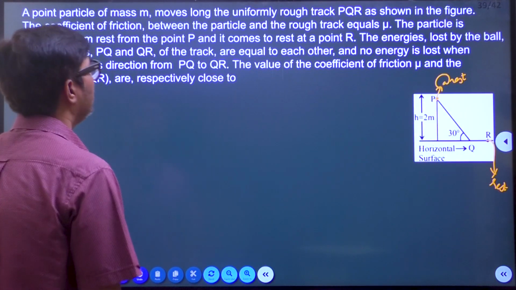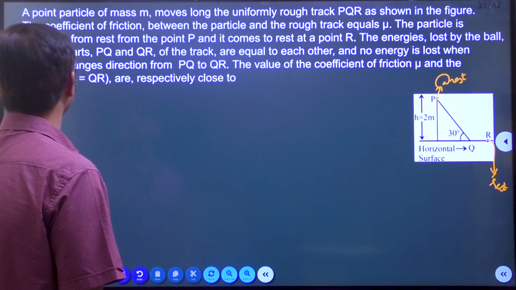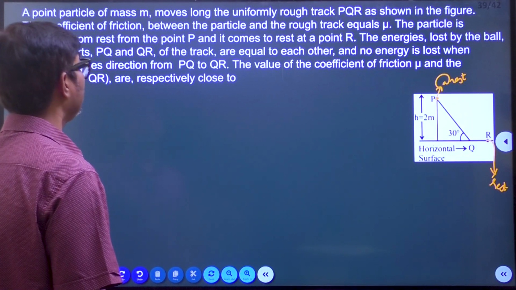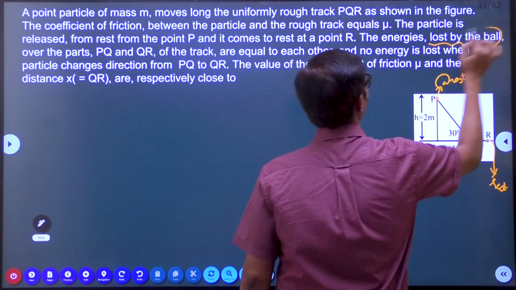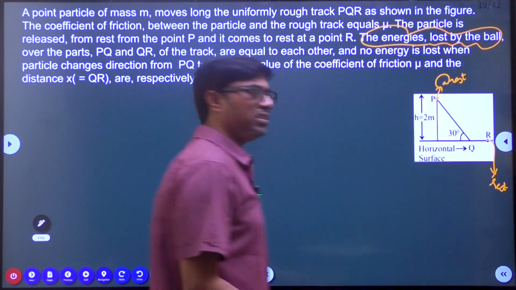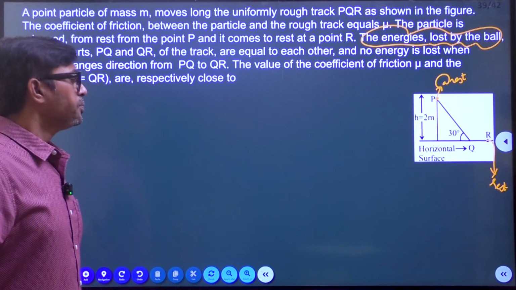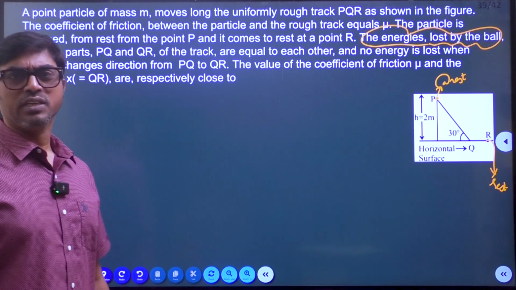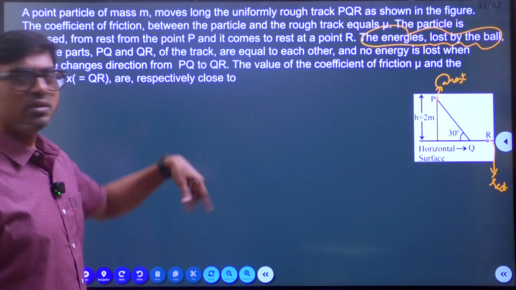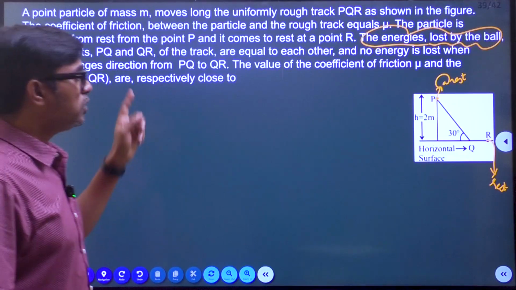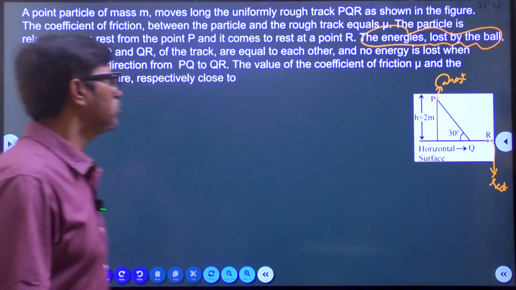Now they said the energies lost by the ball over the parts PQ and QR of the track are equal to each other. So it is losing the same amount of energy. What energy is it losing as it is coming down? It will be losing gravitational potential energy. What is the gravitational potential energy we have here? mgh, no? In that, 50% is lost from P to Q and then 50% is lost from Q to R, it says. That's what he's saying.